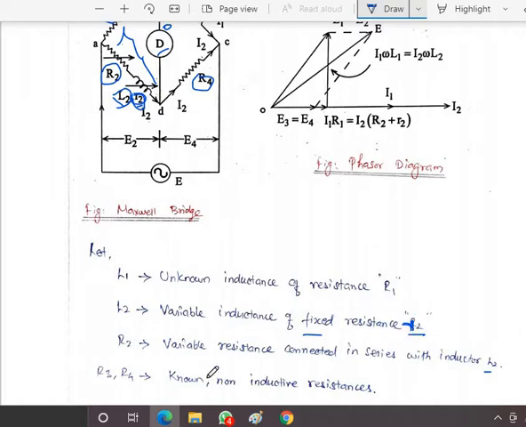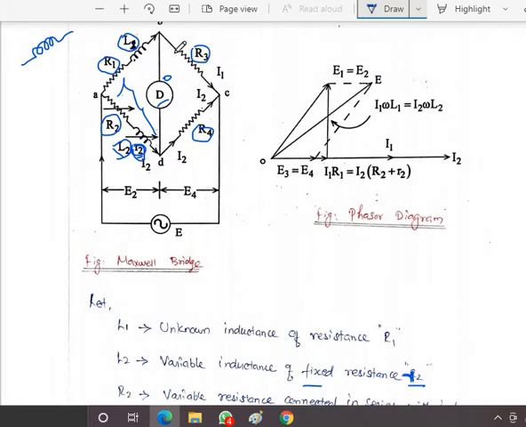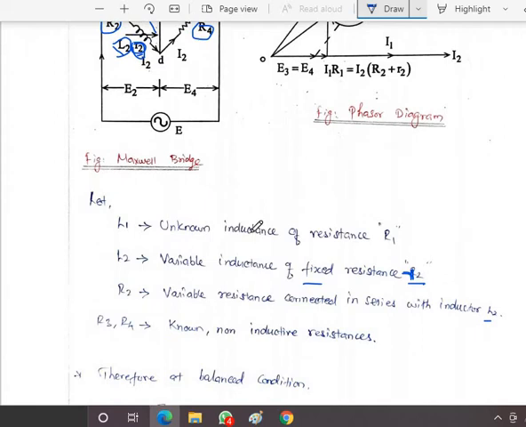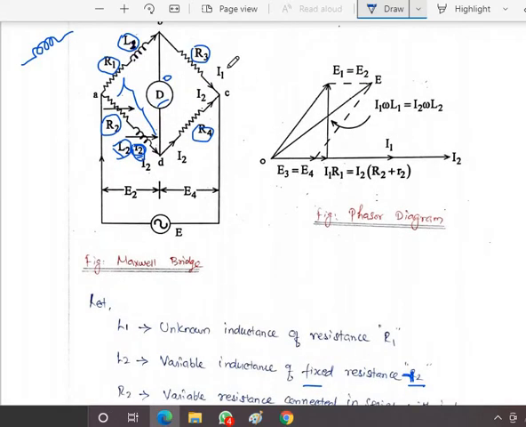And here R3 and R4 are in arms BC and CD. R3 and R4 are known values. These are known non-inductive resistances. Non-inductive resistance means it is purely resistive.